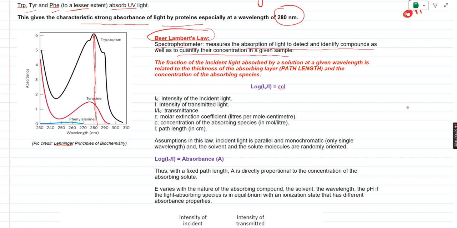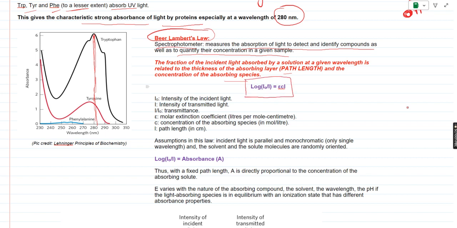So Beer-Lambert's law states that the fraction of the incident light absorbed by a solution at a given wavelength is related to the thickness of the absorbing layer, that is nothing but your path length, and the concentration of the absorbing species. Okay, so it states that the absorbance of the incident light by a given sample is directly proportional to the path length, that is the thickness of the absorbing layer, as well as the concentration of the absorbing species.